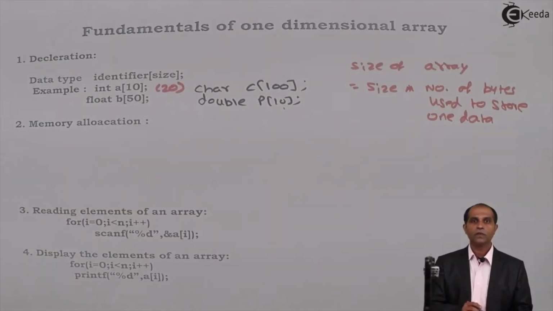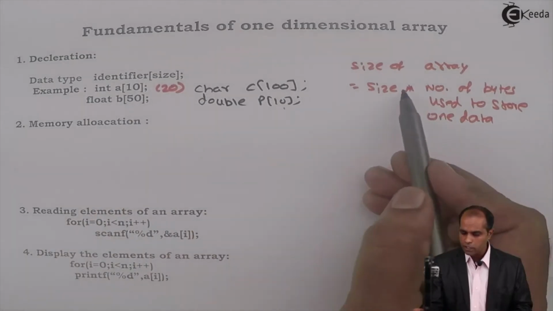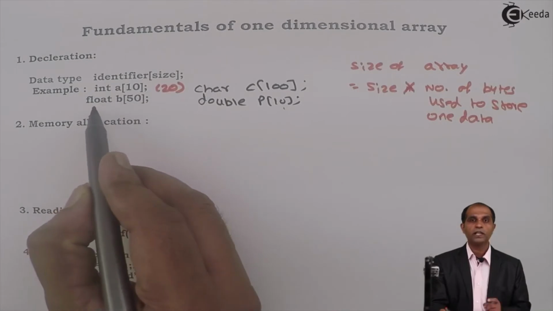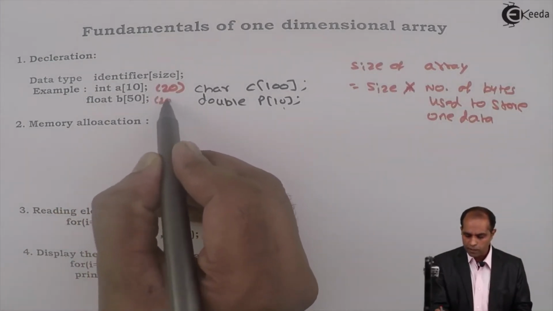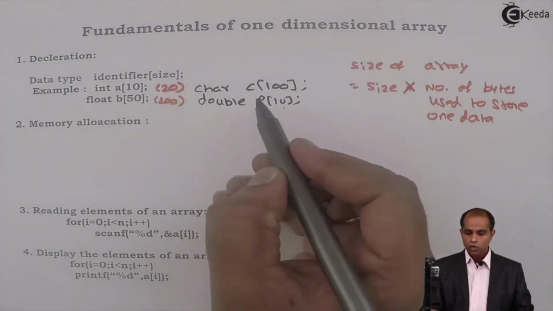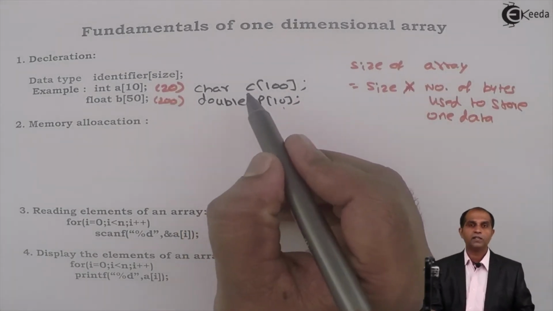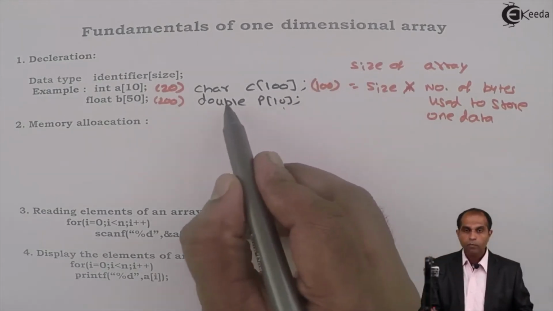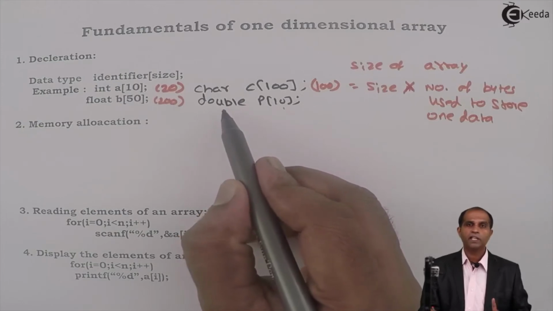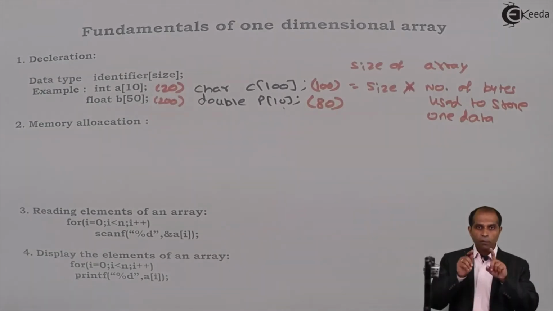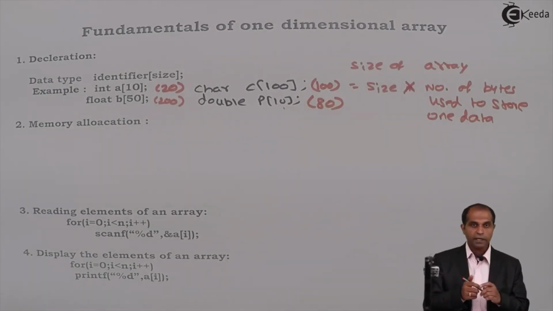Float b of 50. So 50 is the size multiplied by the number of bytes used to store one data. For one float data I need 4 bytes. So it means that this size is going to be 200 bytes. When I say char c of 100, 100 multiplied by char is 1, so 100 multiplied by 1 is 100 bytes. 10 multiplied by 8, double indicates 8 bytes for one data. So I have 10, so this is going to occupy 80 bytes of data. The number which I have written in brackets indicates the size in bytes.